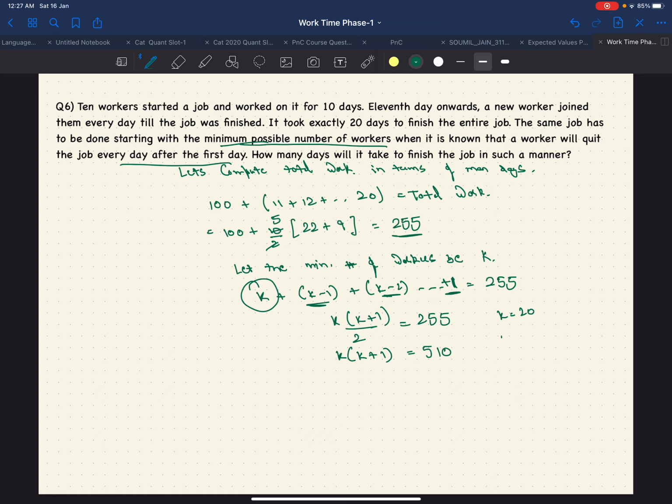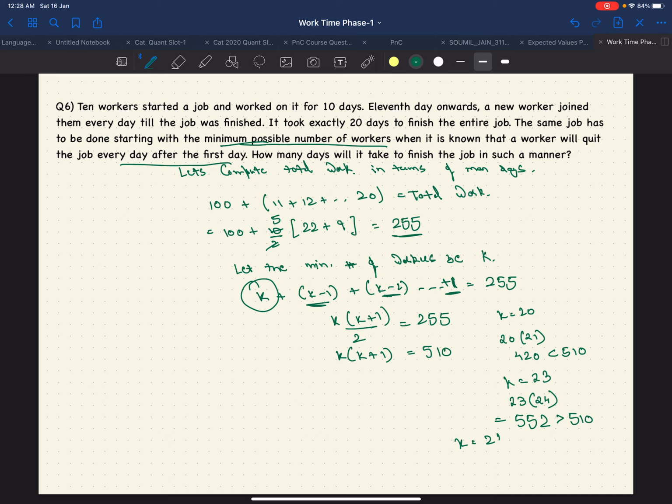Now we try different values of k here to get the value of k. So k equal to 20, we have 20 into 21, which is 420. This is lower than 510. So let's take k equal to 23. Now 23 into 24 is nothing but 230, 460 and 92. So 552. This is greater than 510. Therefore, we have to lower the k.